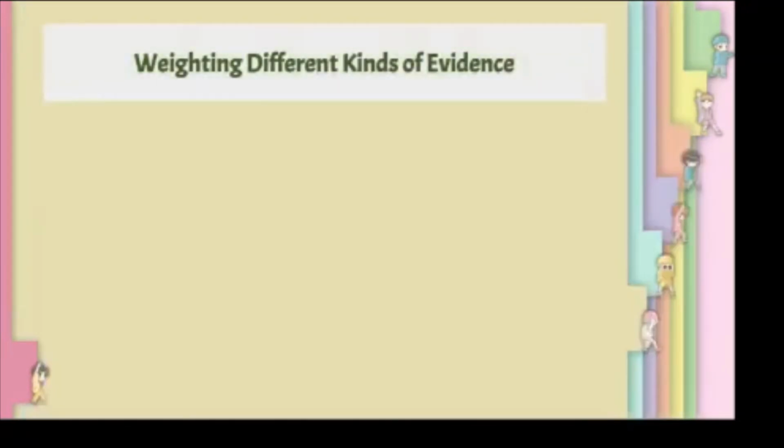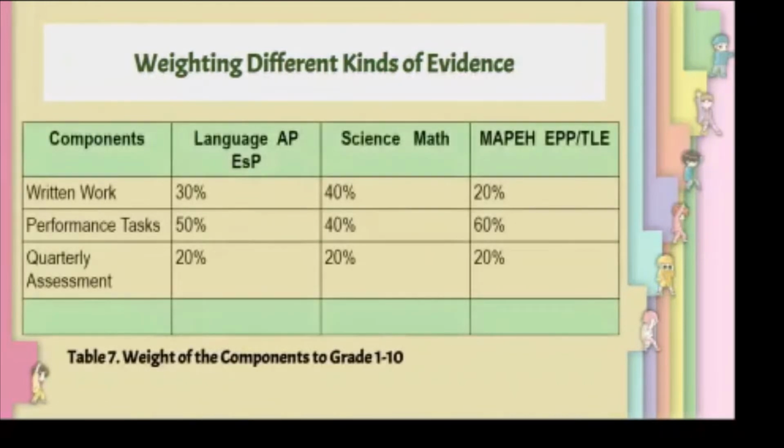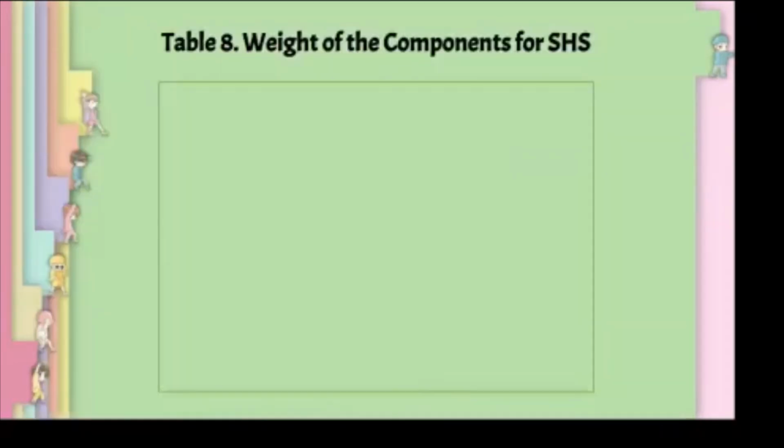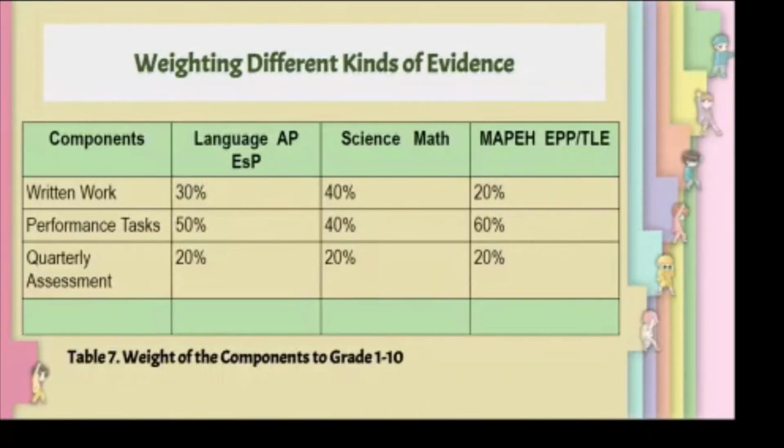So lastly is the weighting of different kinds of evidence. Here is the table, which refers to how much weight is given to the different components of a student grade. This evidence is from the DepEd grading system issued in DepEd Order 8, Series 2015.